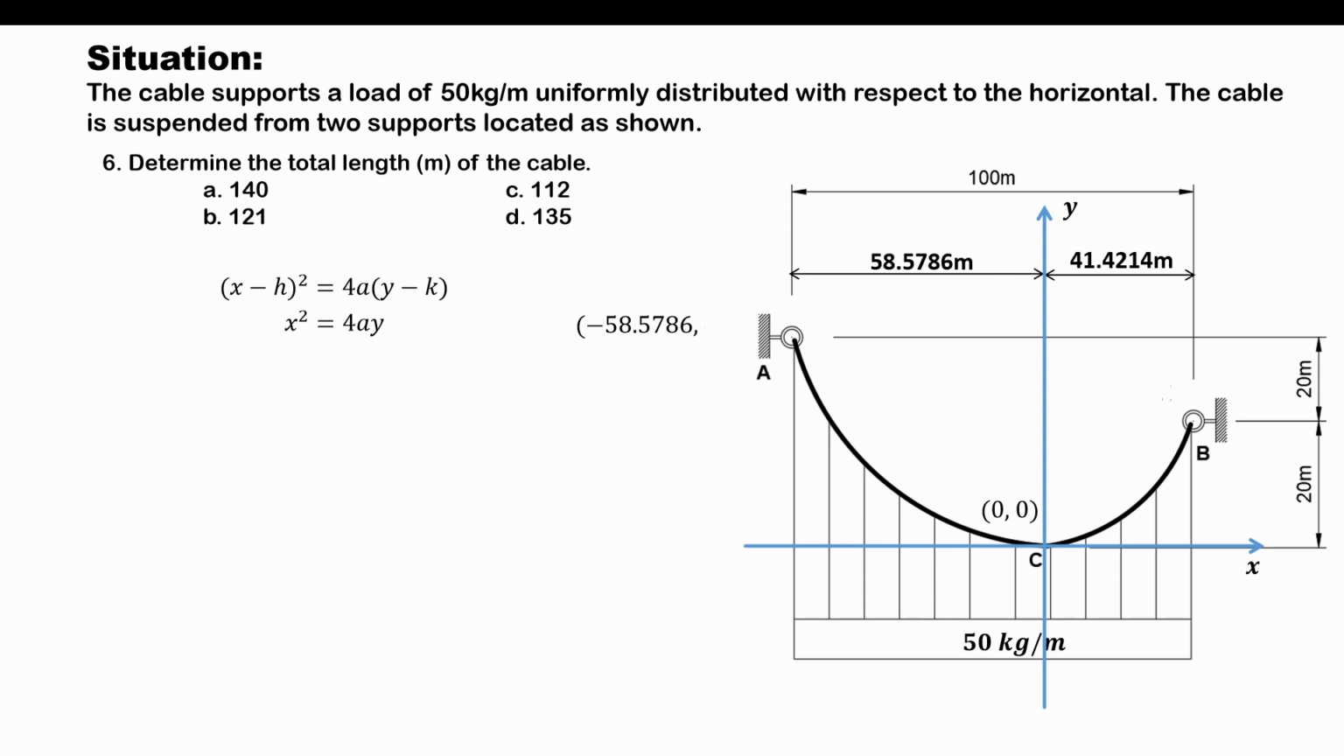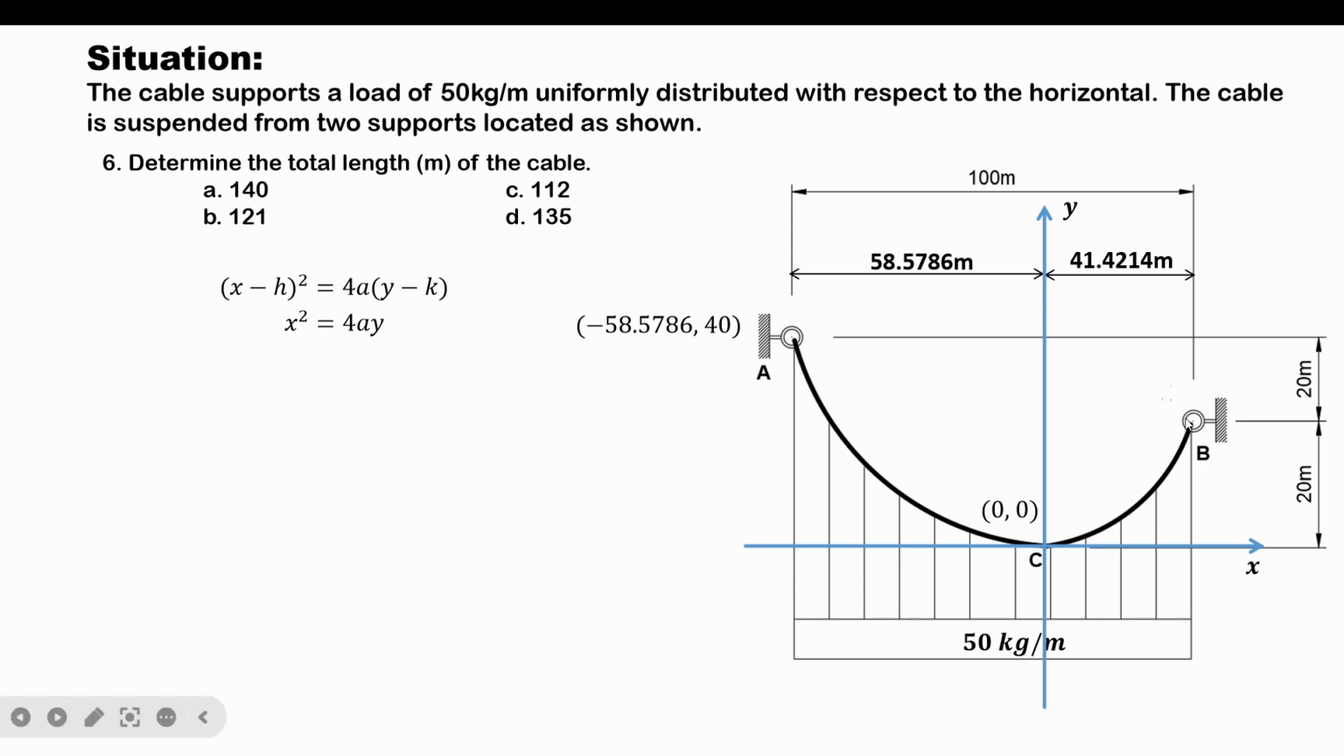And its y-coordinate would be 20 plus 20, and A is above the x-axis. So basically, the y-coordinate of A would be 40 meters. And as I have said, we need at least one point in order for us to compute for the value of the variable a here. But let us also determine the coordinates of point B, because it must be determined, as we will be using it for our succeeding solution.